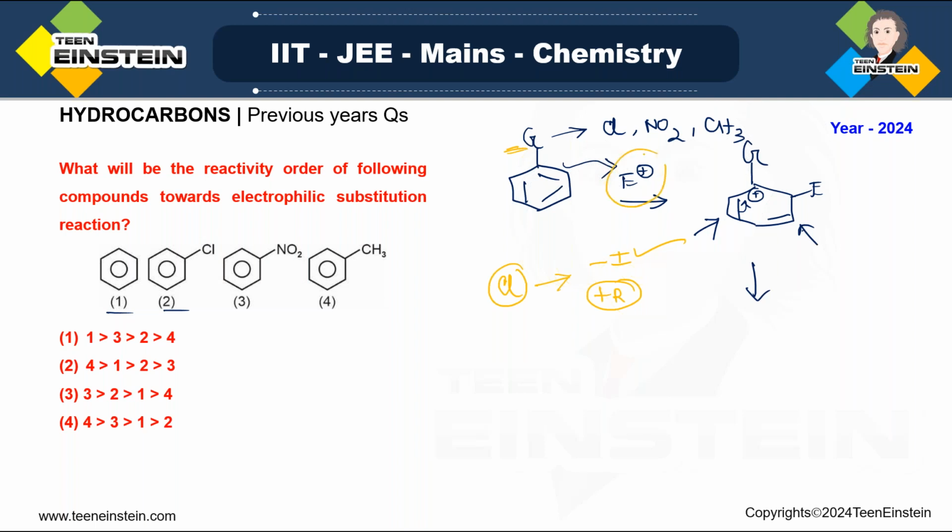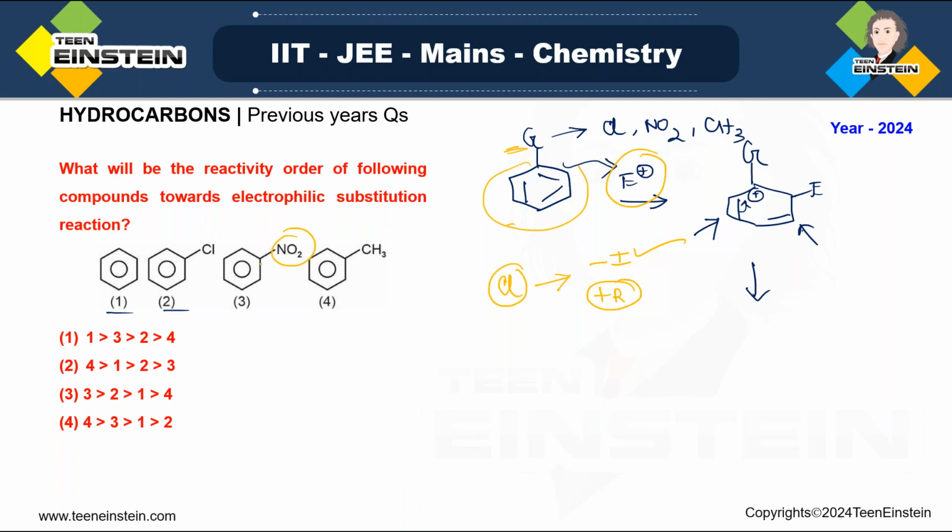But this is addition of an electrophile. So in the benzene ring, if electron density is already decreased, then obviously its nucleophilic character towards E plus will be decreasing. And that is not desired if you want very good reactivity. So that is why, compared to benzene, Cl will deactivate the ring. That is, it will decrease the overall electron density.